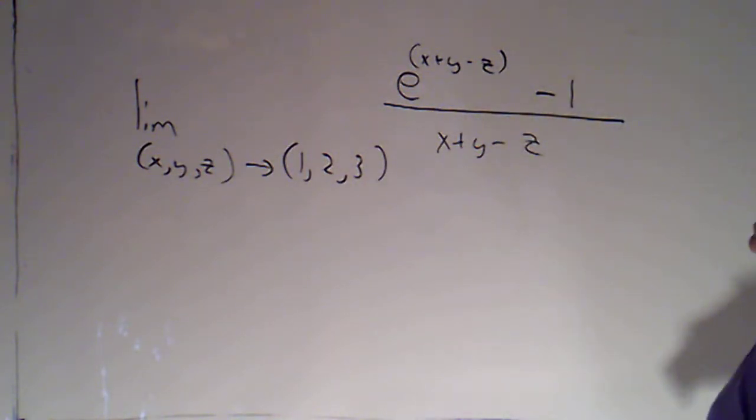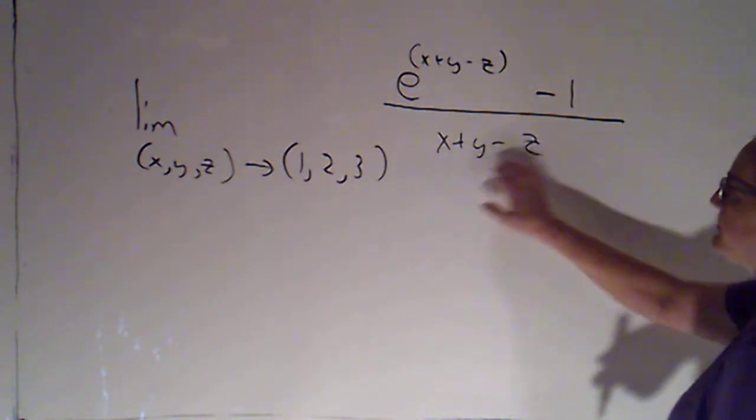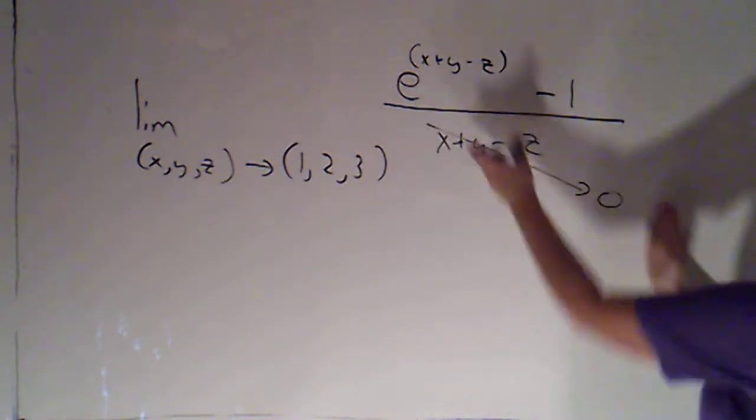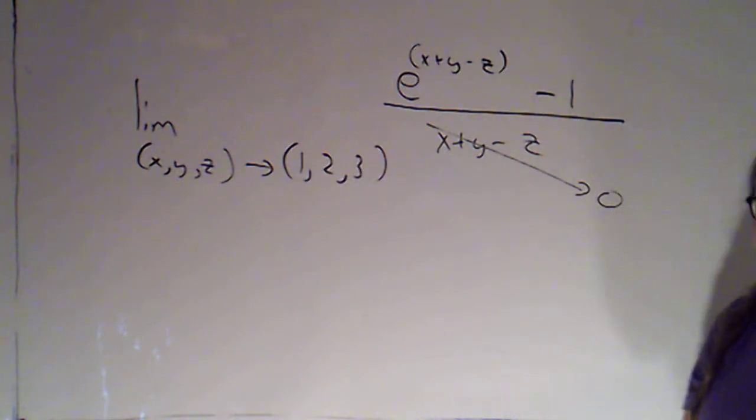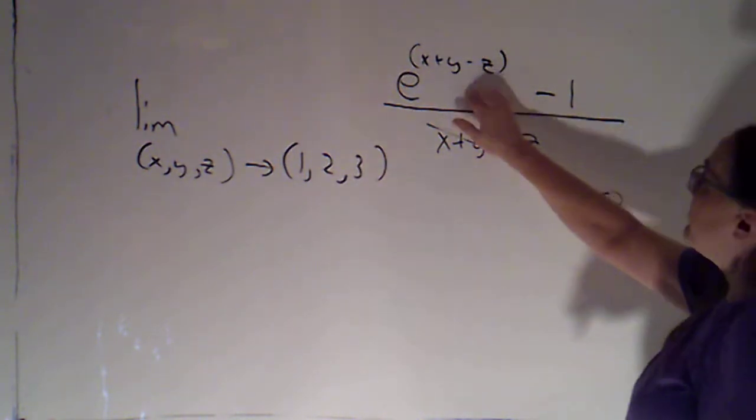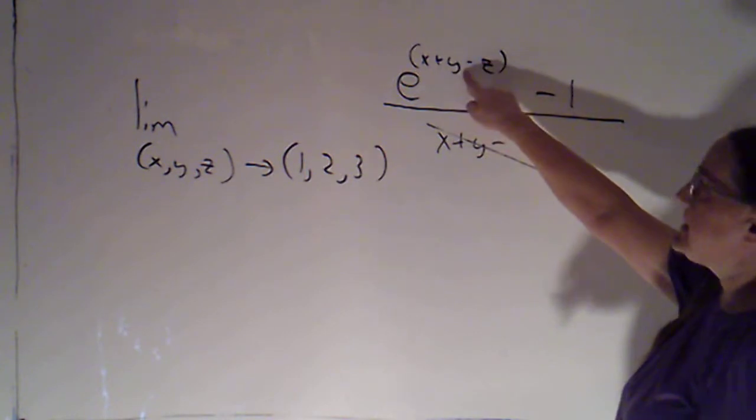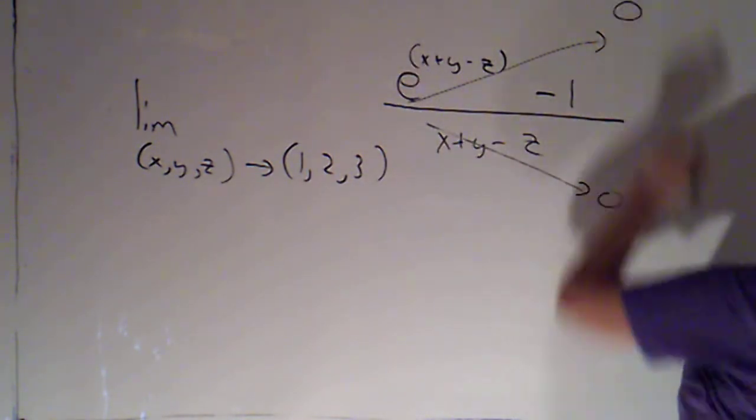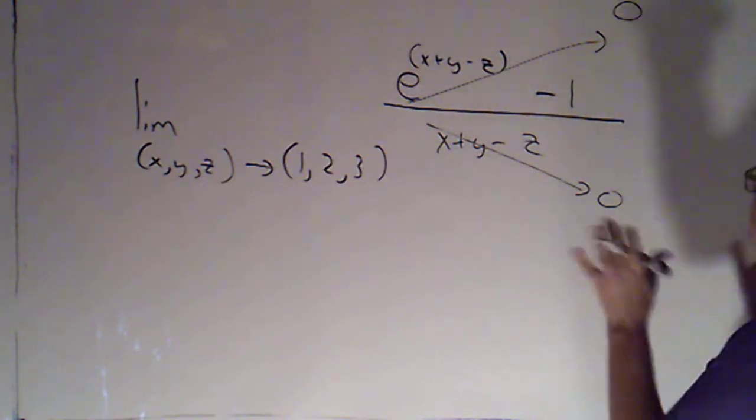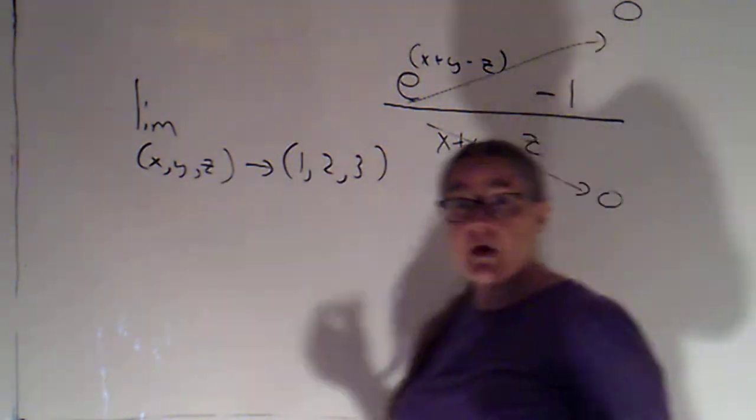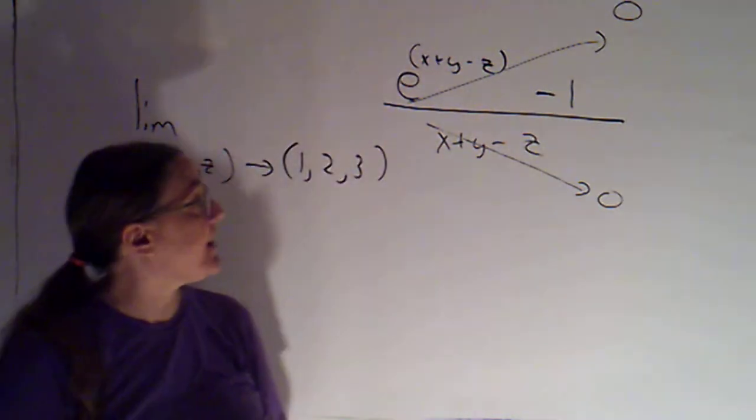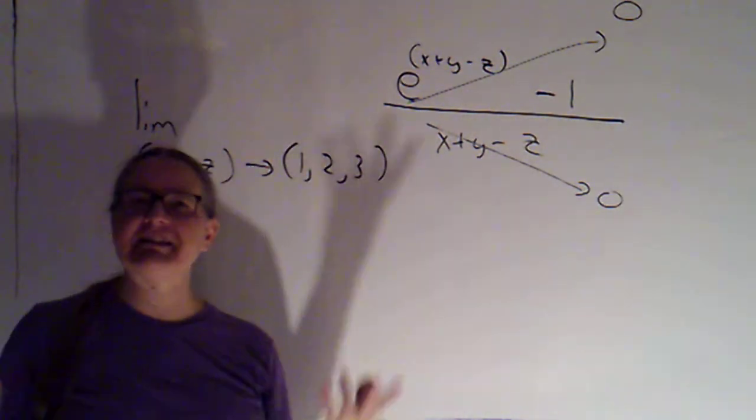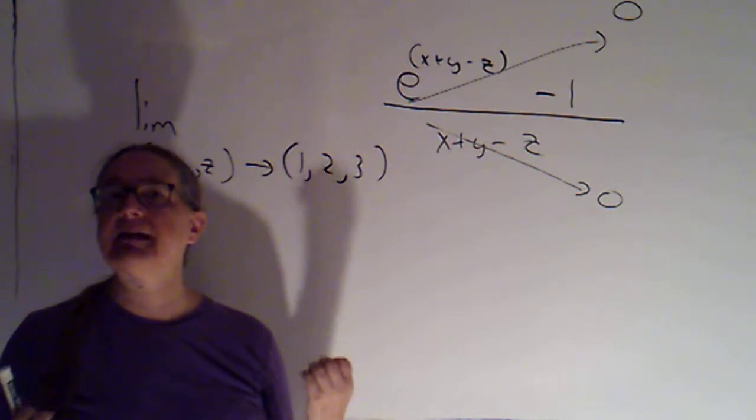All right, so if I look at this, if I tried to plug in (1, 2, 3), the bottom would go to 0. That's my appropriate way of indicating that. The numerator, this would become e to the 0, which is 1, minus 1. That would also go to 0. So we do have this problem that we have an indeterminate form. The top and the bottom are both going to 0. And in this case, I don't see any factoring that's going to help us.